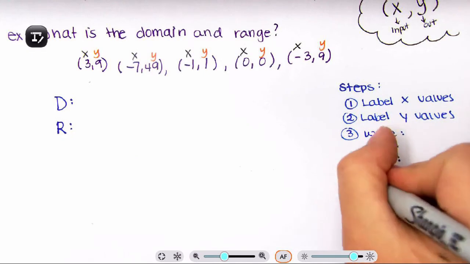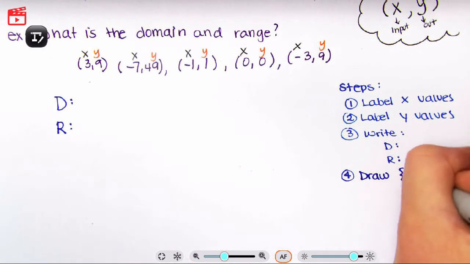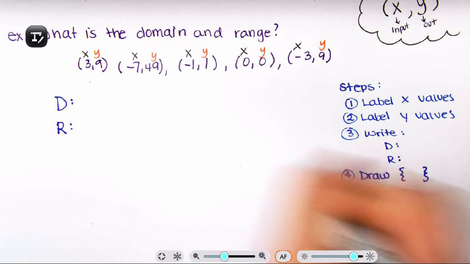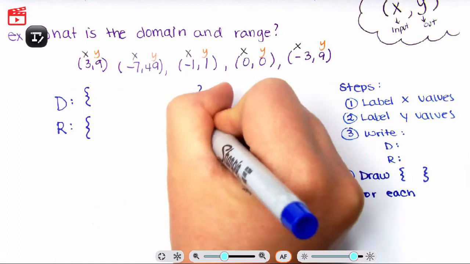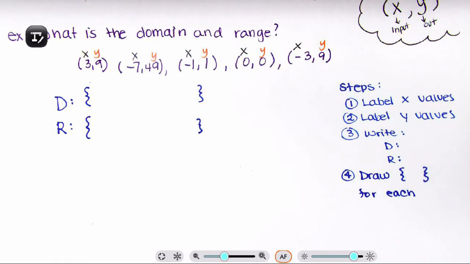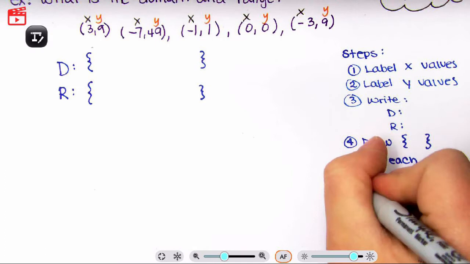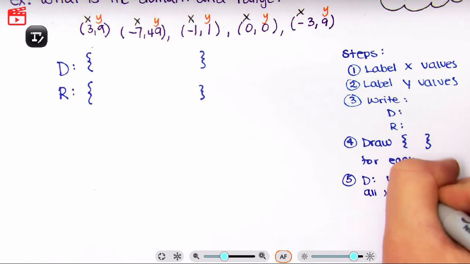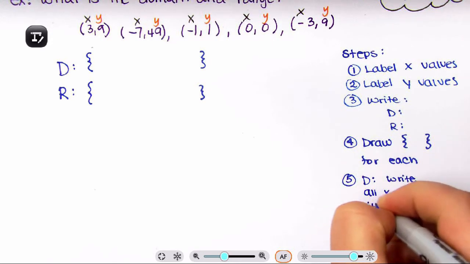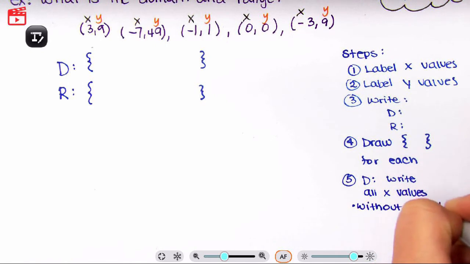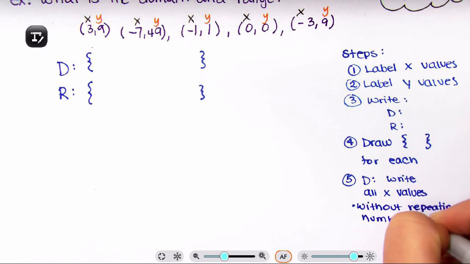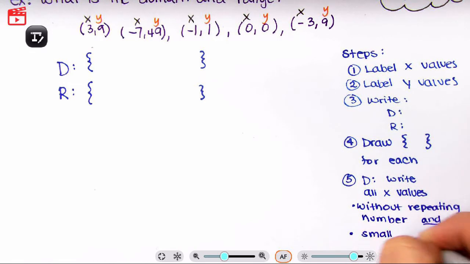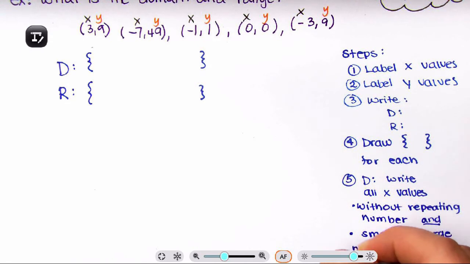Step number 4 is draw squiggly brackets for each. Now, it is your choice if you want to close those squiggly brackets because you don't know how many numbers go inside. But that's okay. If they're too big, always use an eraser and pencil and you can erase and make it smaller. So now that we have drawn the squiggly brackets, we're going to write. So for step number 5, for D, write all X values without repeating numbers and small to large. So we want your negatives to positives, just like we have on a number line.